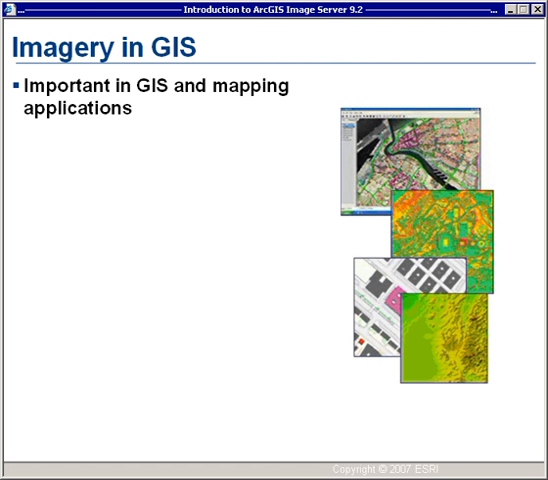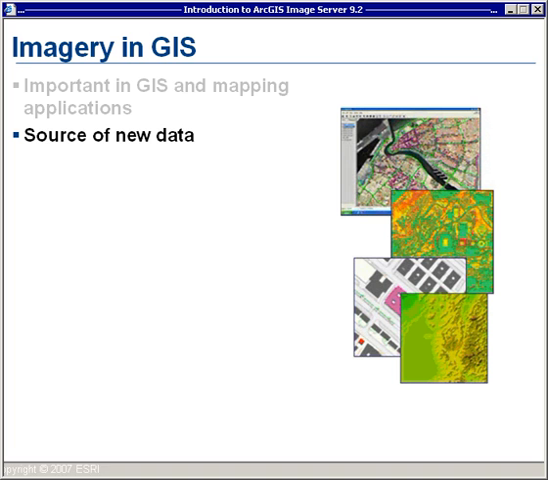Imagery plays an important role in GIS and mapping applications. Most of us cannot imagine using a GIS without the capability of showing georeferenced imagery as a backdrop. Georeferenced imagery is critical, both as a source of new data and as a way of validating existing data. Features that are visible in recent images may not exist in current maps, requiring updates to the geographic data sets. This situation also highlights the need for images that are up to date.